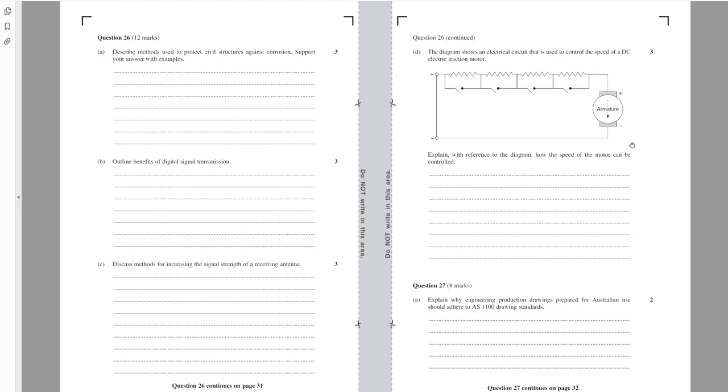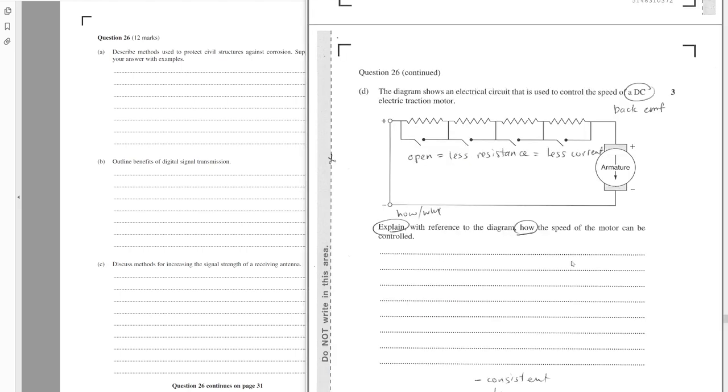So here we have a picture with an armature. We've got a DC motor, and we've got a whole bunch of resistors, and we've got some switches. Those resistors will not be connected unless we close the switch, which I've labeled by saying open equals less resistance equals less current. Now, I've also circled back EMF. I'm going to come back to that.